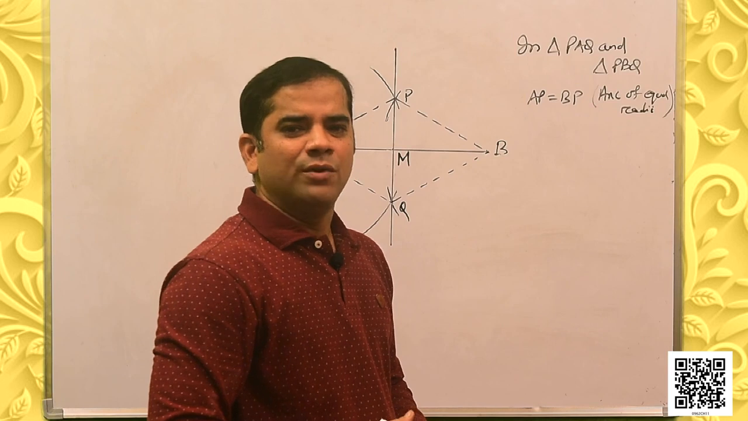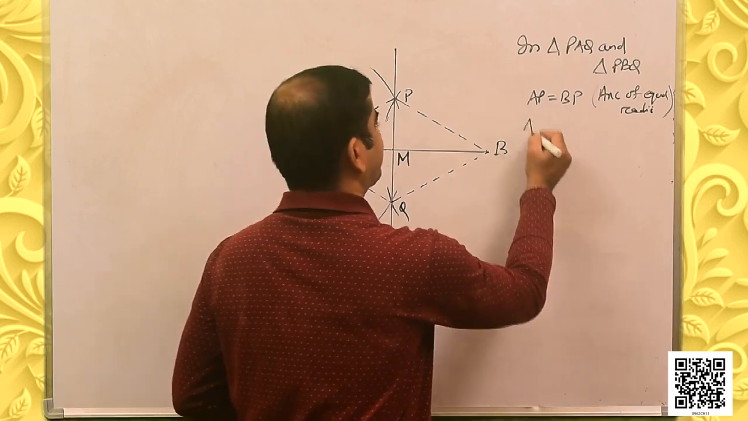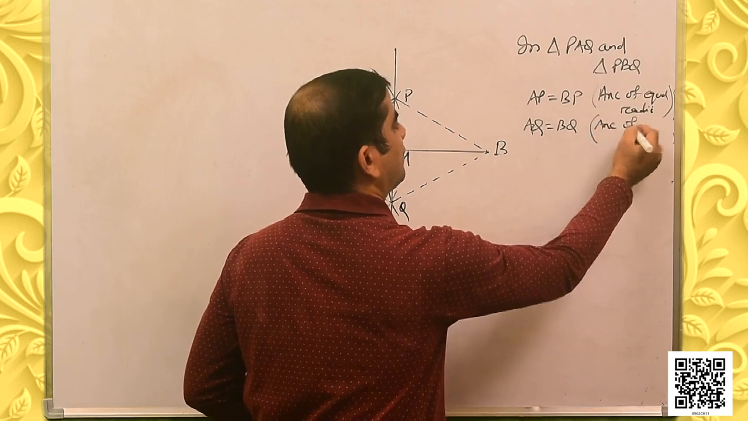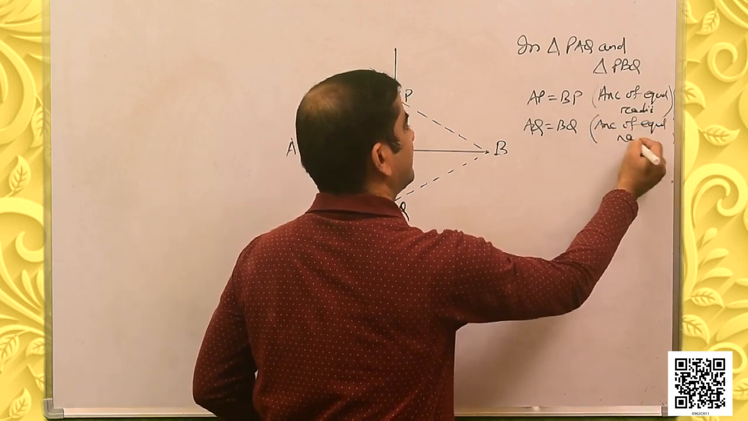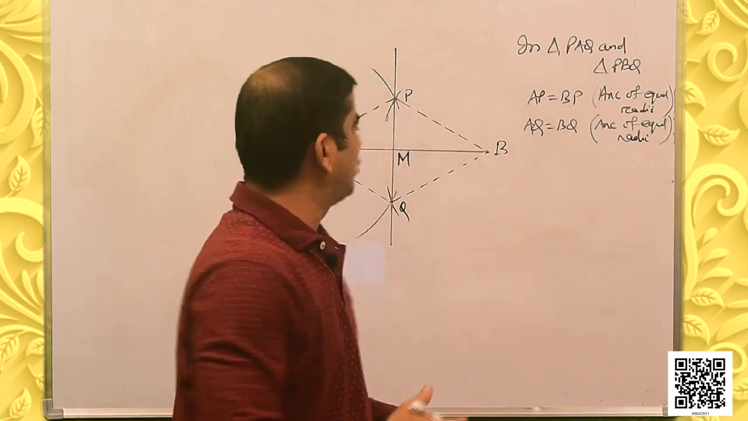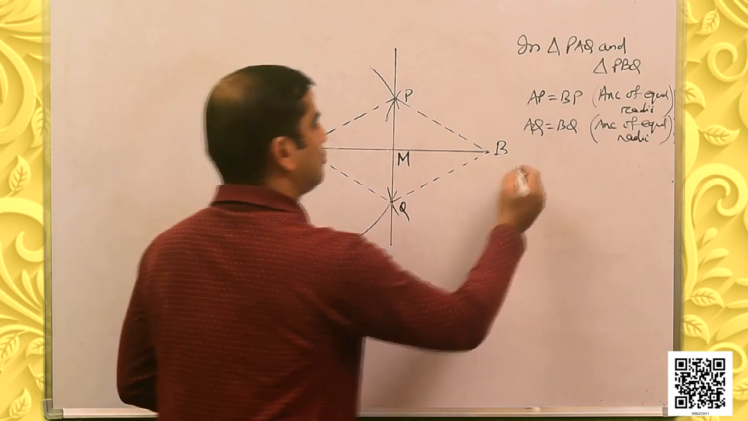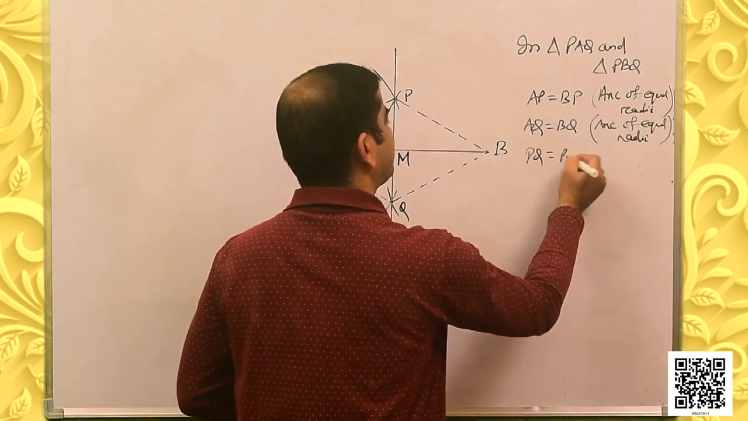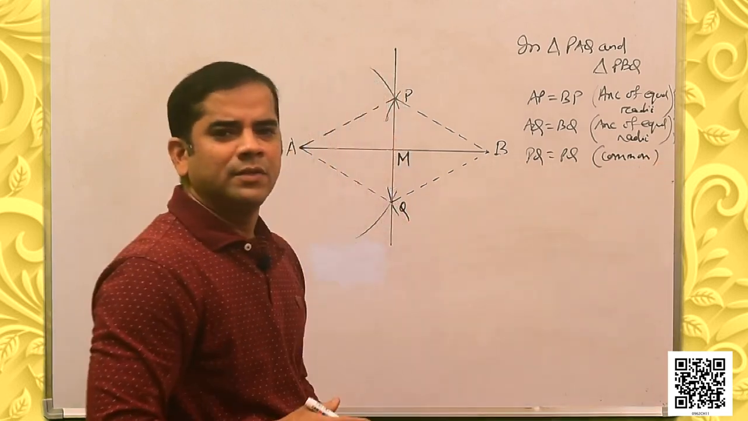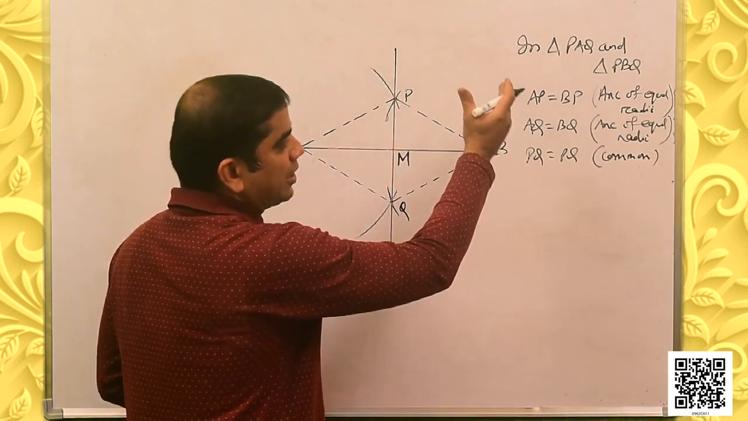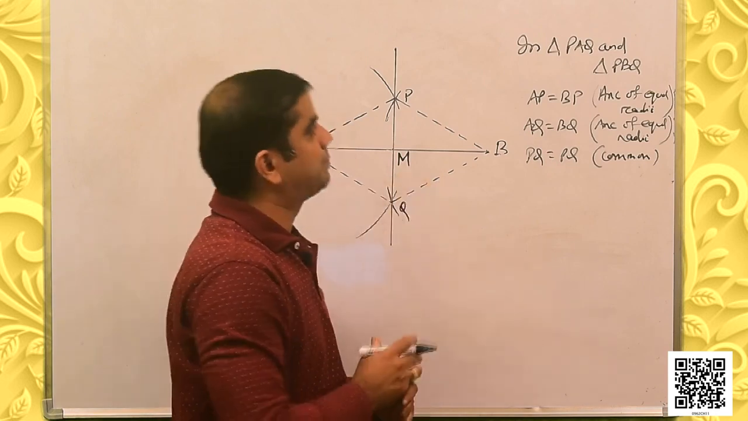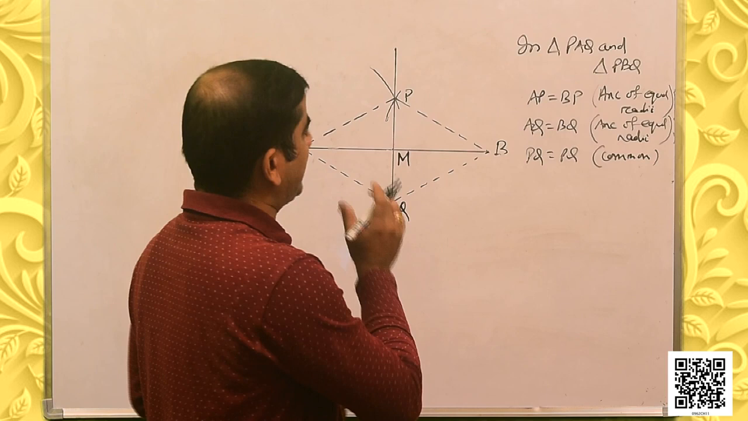Then AQ is equal to BQ. They are also arcs of equal radii. What else? PQ is equal to PQ, it is common. Fine. Now we have got three corresponding sides of two different triangles PAQ and PBQ which are equal to each other.